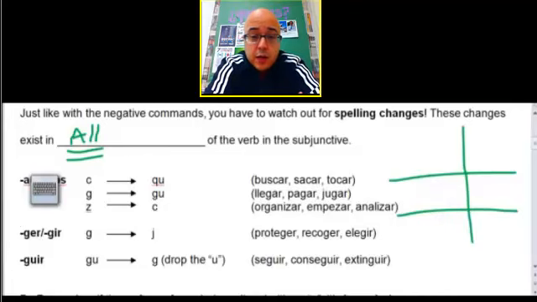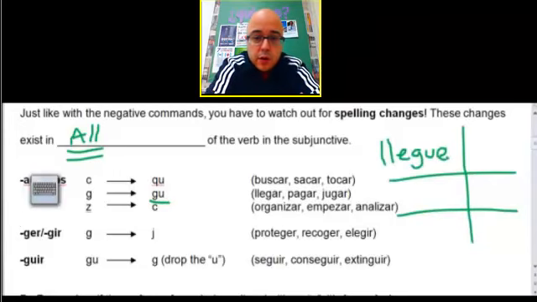Let's try the verb llegar. Same process. The yo form is yo llego, so you drop the o and swap your ending, adding that u to preserve that sound. So it's llegué. I'm sorry, llegue.